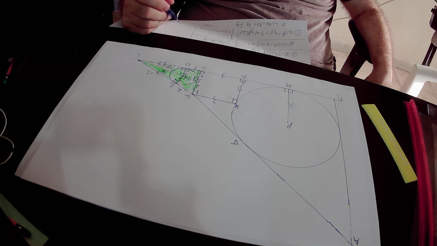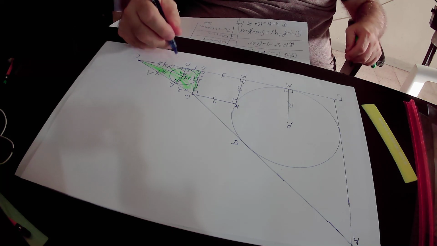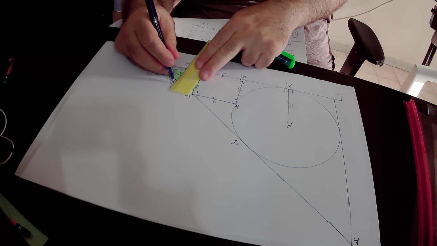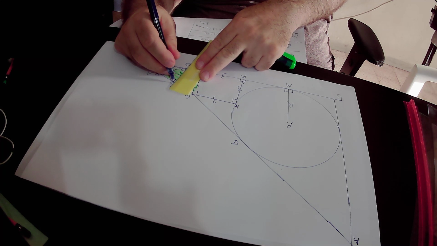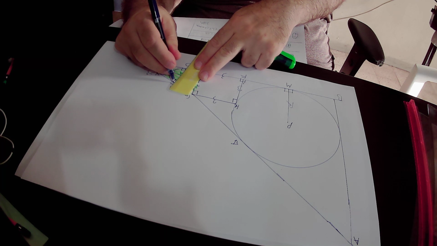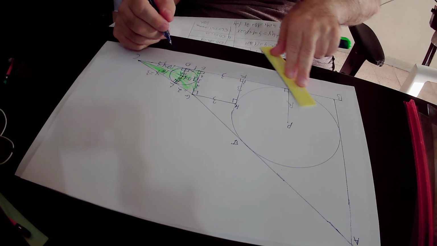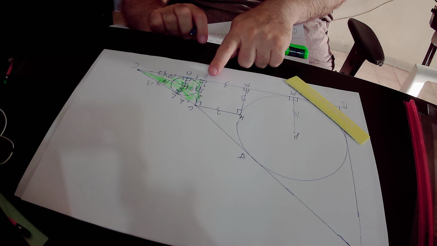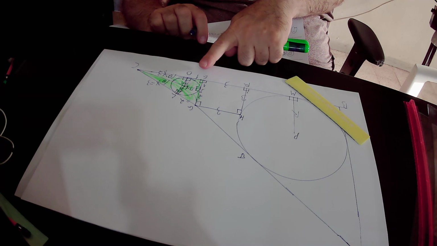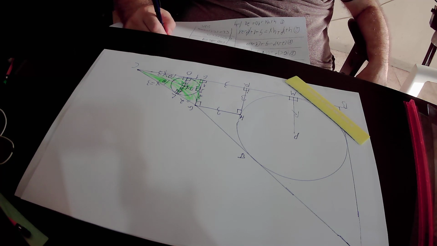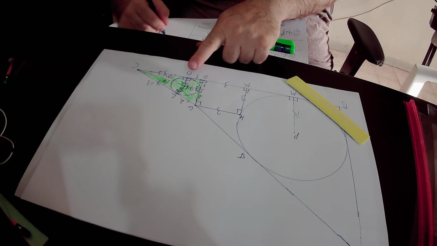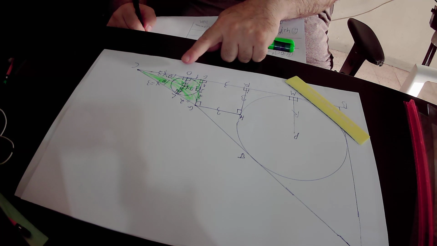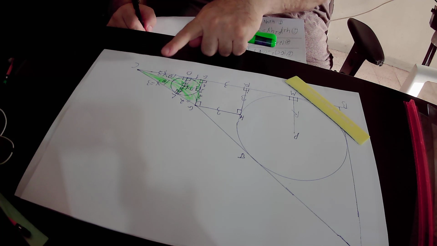In the next step, we join points L and D together by a straight line. From the drawing, it is very easy to see that OC is the angle bisector of angle C.